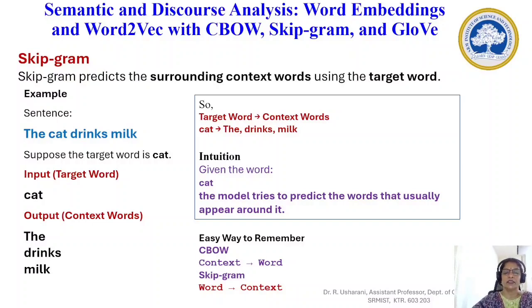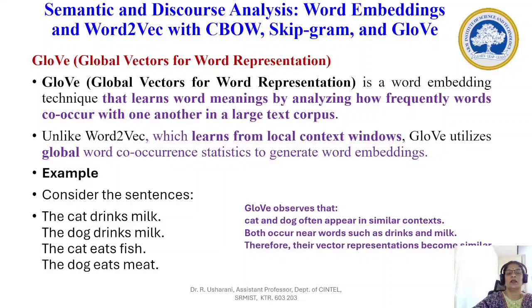So we can easily remember this. CBOW means context to word. Skipgram means word to context. Let us consider another model, GloVe. It is nothing but Global Vectors for Word Representation, that learns word meanings by analyzing how frequently words co-occur with one another in a large text corpus.